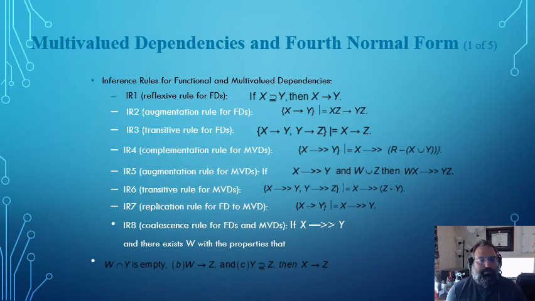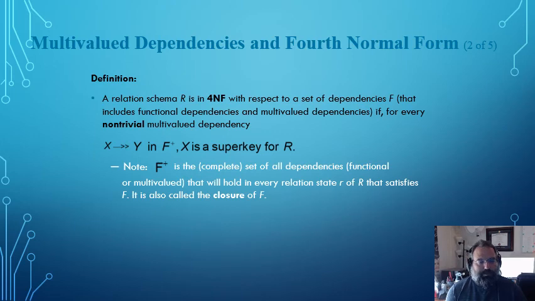Inference rules for functional and multi-value dependencies are as follows. A relational schema R is in fourth normal form with respect to a set of dependencies F that includes functional dependencies and multi-value dependencies if for every non-trivial multi-value dependency X implies Y in F closure, X is a superkey of R.